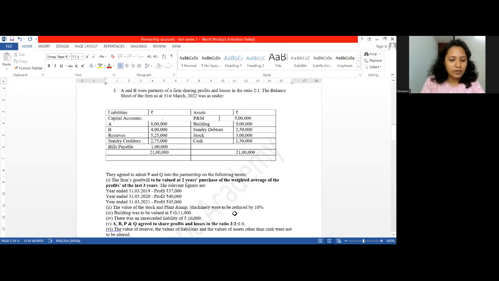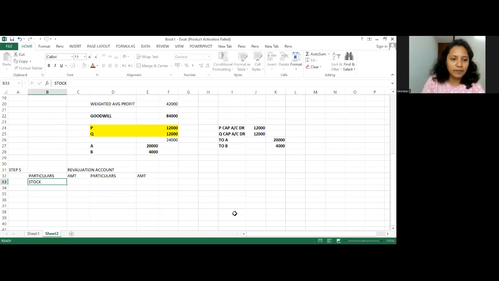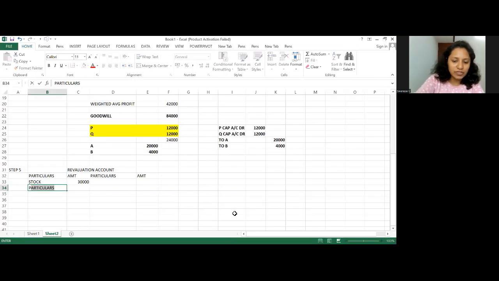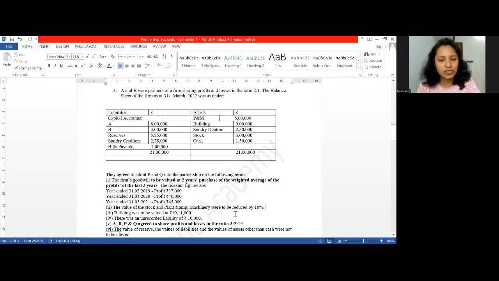So stock, you are going to reduce it by 10%, which is 30,000. And plant and machinery 10 percentage, 5 lakhs 10 percentage is 50,000. Building is revalued at 10 lakh 11,000. So there is an increase in the value of the building. When there is an increase in the value of a building, building is an asset account, so it will be debited. The corresponding account, which is revaluation account, is going to get credited.